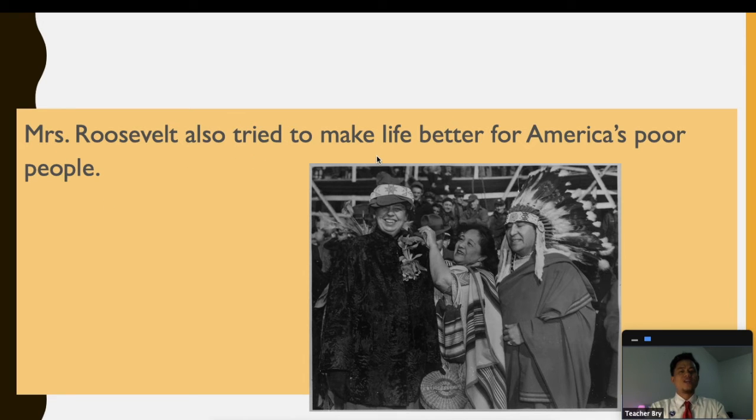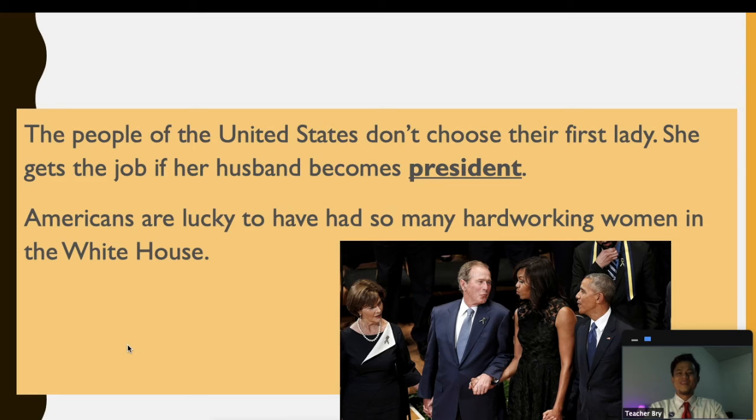Mrs. Roosevelt also tried to make life better for America's poor people. Very good. No question. The people of the United States don't choose their First Lady. She gets the job if her husband becomes president. Americans are lucky to have had so many hardworking women in the White House. Very good. Question. Can you apply to be the First Lady of the United States? No, you can't. So how can you become the first lady? Right, only if your husband becomes the president.